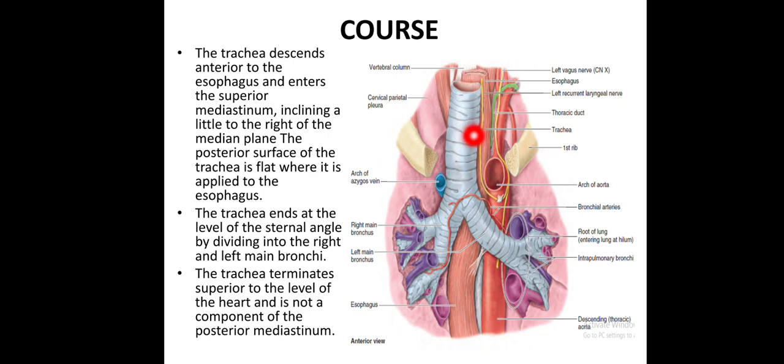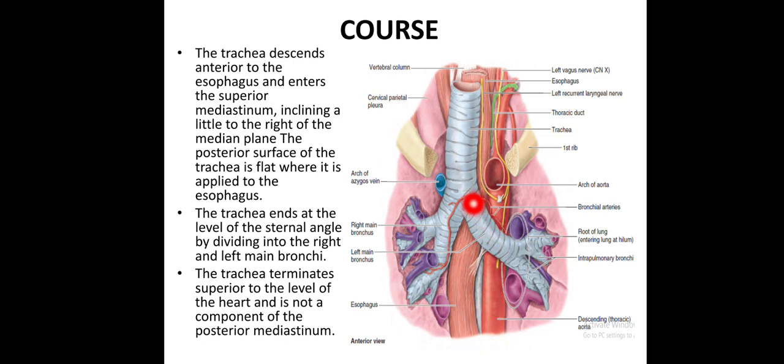So, it enters the superior mediastinum inclining a little to the right of the median plane. The posterior surface of the trachea is flat where it is applied to the esophagus here. The trachea ends at the level of sternal angle. You can see this is the sternal angle at the level of T4 thoracic vertebra. At the level of sternal angle, it divides into two principal bronchi, right and left principal bronchi.